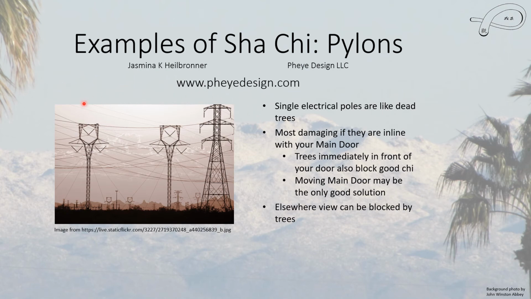Now, if this is a view from a window, even if it's an important room, you can plant trees to block this view, as long as, if it's an important room, you have chi flow from your main door, which does not see this, to that important room. And then that's fine. This is really only a significant, really problematic thing if this is your main door.